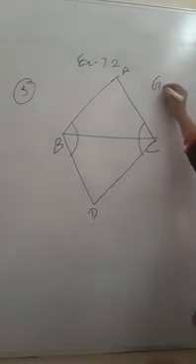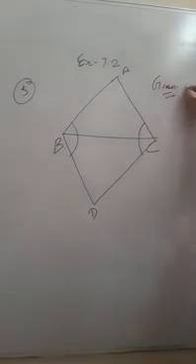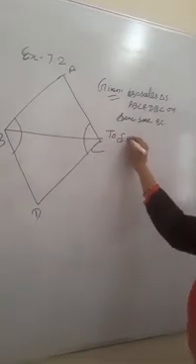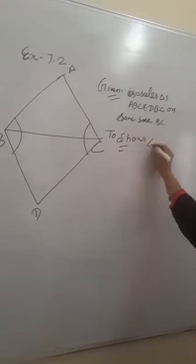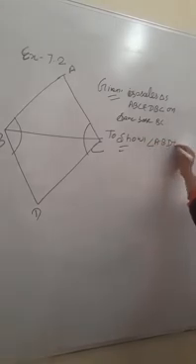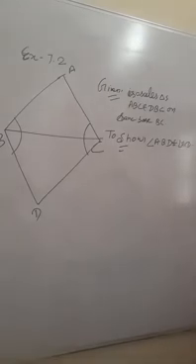So firstly we will write it's given: isosceles triangles ABC and DBC on the same base BC. And we want to prove, to show that angle ABD is equal to angle ACD. This thing we want to prove.